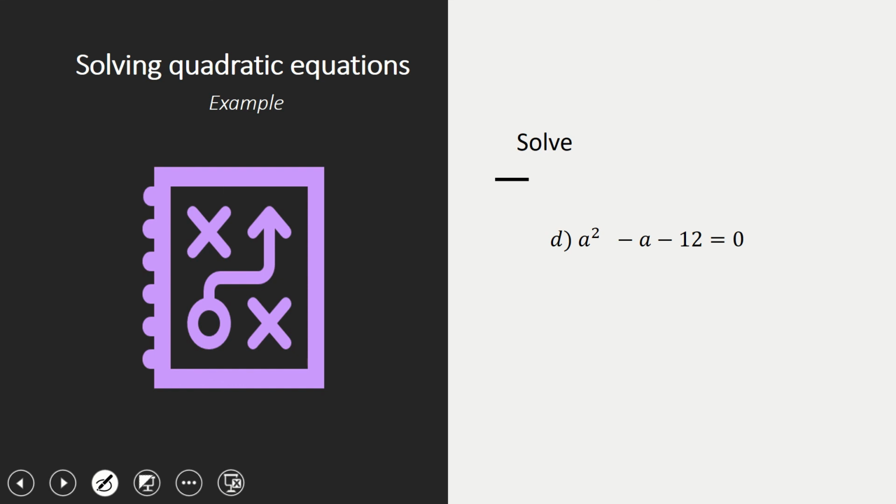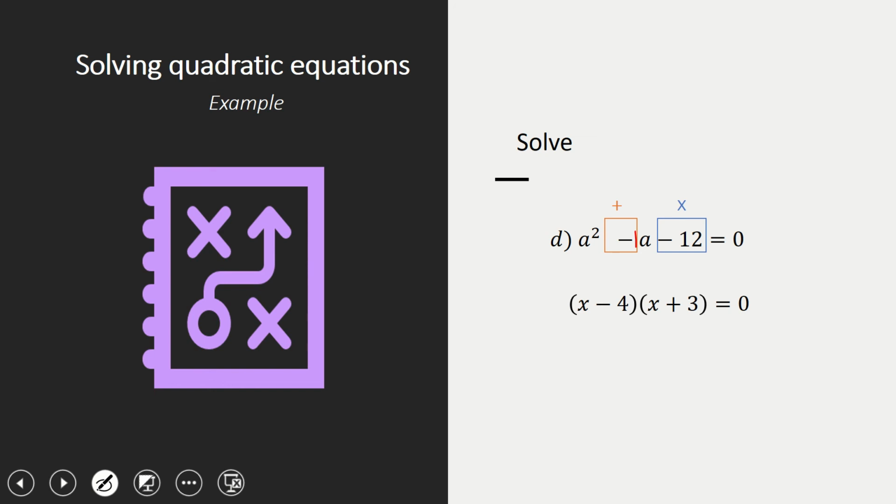So we need to determine what the product is and what the sum is. The sum is going to be minus 1, because remember that you may always put a 1 in front of a letter. The product is the number on its own, without any letters, so it's minus 12. Now I need to find numbers that when added give minus 1, and when multiplied give minus 12. I know that I need to use minus 4 and 3, because minus 4 times 3 equals minus 12, and minus 4 plus 3 equals minus 1.